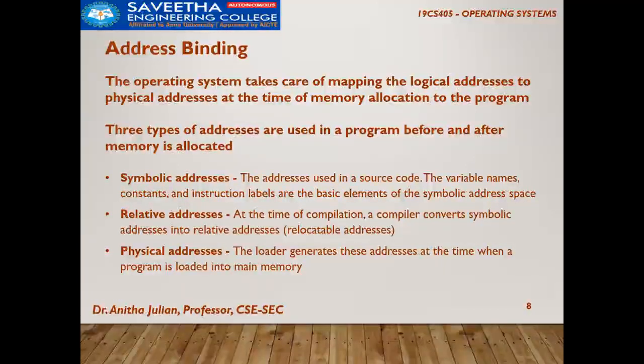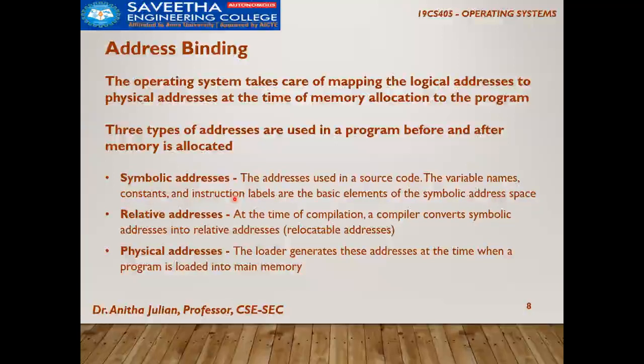So we know that there is a logical address, there is a physical address. So we are going to see how the operating system takes care of mapping the logical address to the physical address at the time of memory allocation to the program. And there are three types of addresses basically.